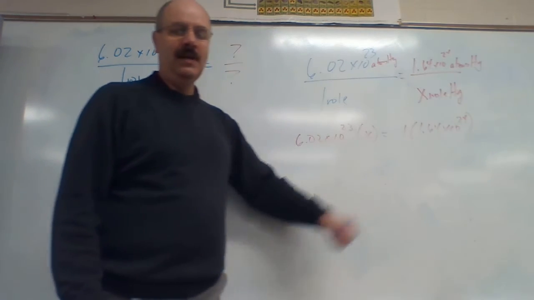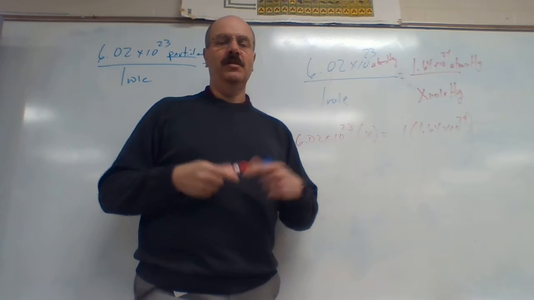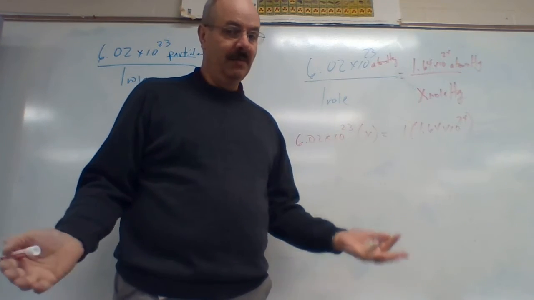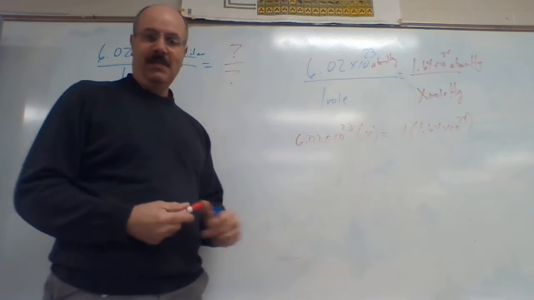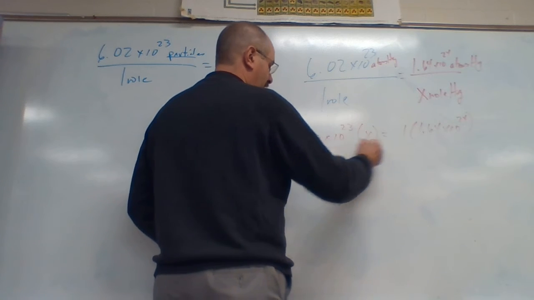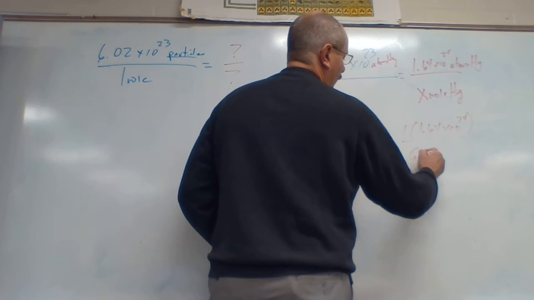Now it's important to do this step because it helps tell you what is being divided by what. Don't just assume that you're going to take the biggest number divided by the smallest number or the smallest number divided by the biggest number. This step makes it so that you know what's being divided by what. Because now I got to get X by itself, so I divide by 6.02 times 10 to the 23rd on both sides.